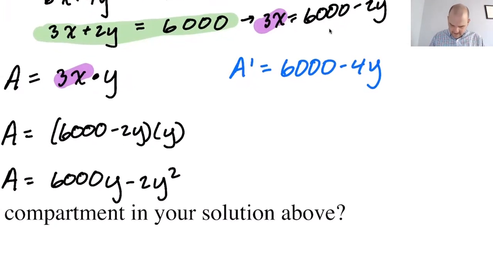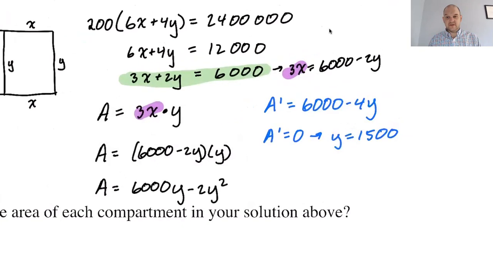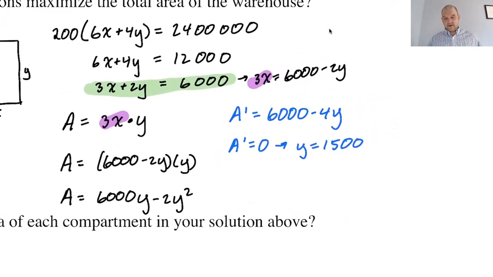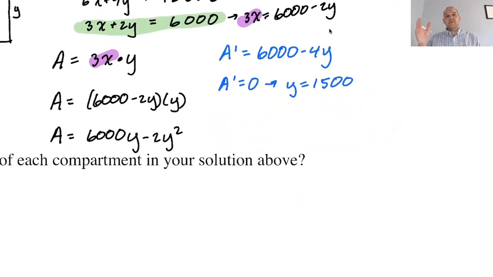All right. So A prime equals 0 gives me y equals 6,000 divided by 4, which is 1,500. That's large, right? Especially because x is going to be, I don't know, 1,000, I guess. So we need to prove that there's a maximum when y is equal to 1,500. I could use the first derivative test. I could use the second derivative test. I could use the lonely critical point theorem, because there's only one critical point. Actually, let me do that.